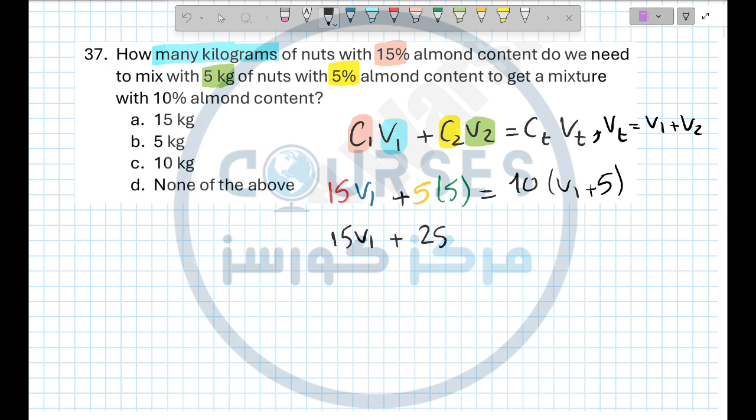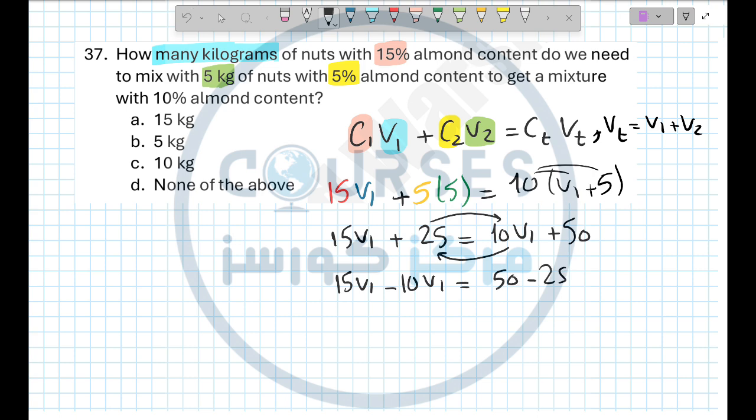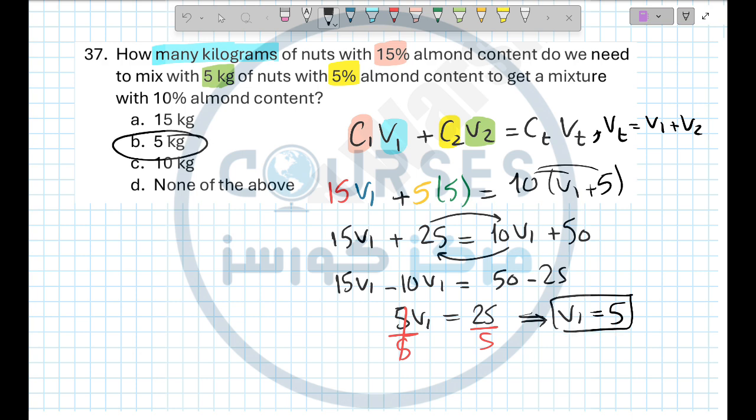So we just need to solve this. 15V1 plus 25 equals 10 times V1 is 10V1, 10 times 5 is 50. We can put this one here, put this one here. So that's 15V1 minus 10V1 equals 50 minus 25. So that's 5V1 equals 25. Divide by 5, divide by 5. So V1 equals 5. So the final answer is 5.